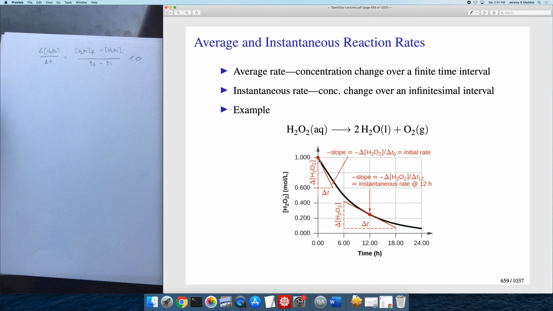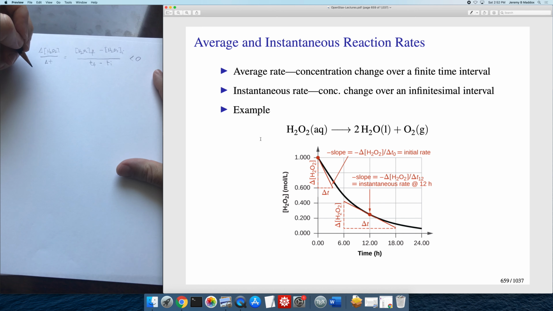And so as you go from this point to some point out here, you'll notice that the slope of the line tangent to the curve changes. It goes from a very steep slope, indicating a fast rate, to a medium slope, indicating a medium rate. Out here, the slope would be very gentle, and that would be a small rate. So the rate of the reaction changes with time. And there's a distinction between the average rate and an instantaneous rate.